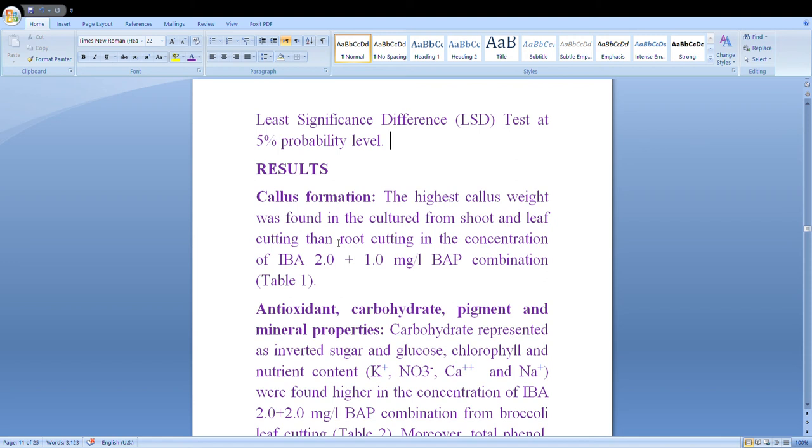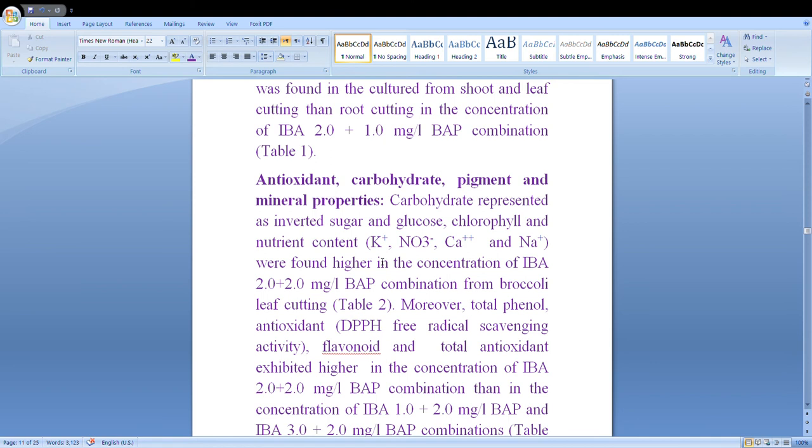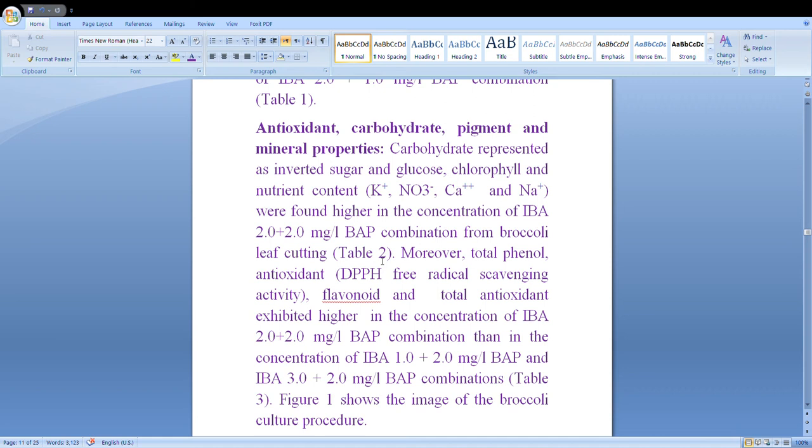Antioxidant, carbohydrate, pigments and the mineral properties. We can see here, carbohydrate represented as inverted sugar and glucose, chlorophyll and the nutrient contents, potassium, nitrate, calcium and sodium were found higher in the concentration of IBA 2 plus 2 milligram per liter BAP combination from broccoli leaf cuttings. Table 2 we can see.